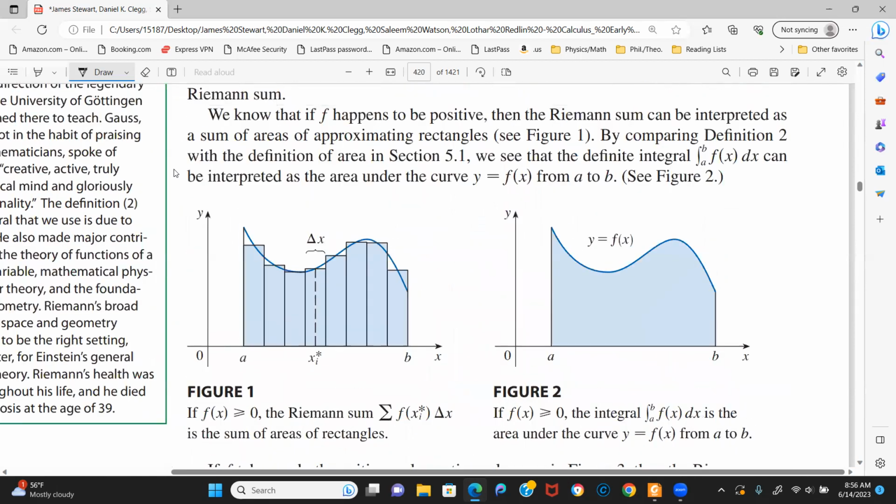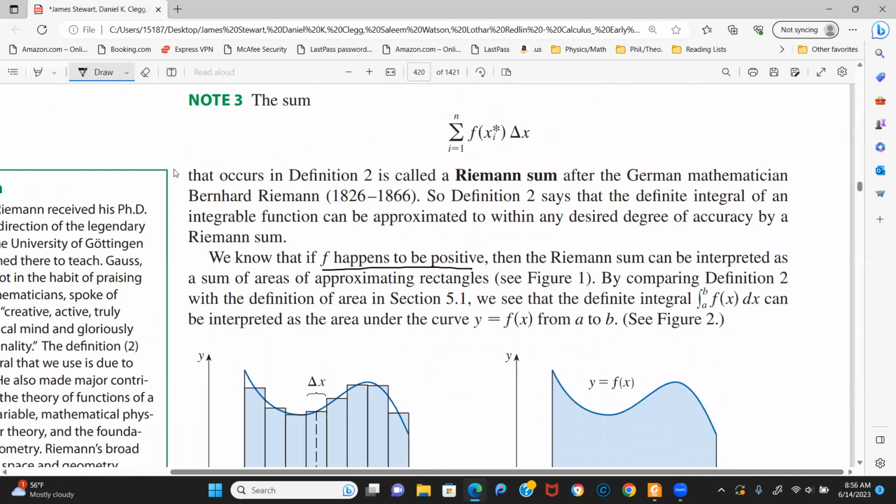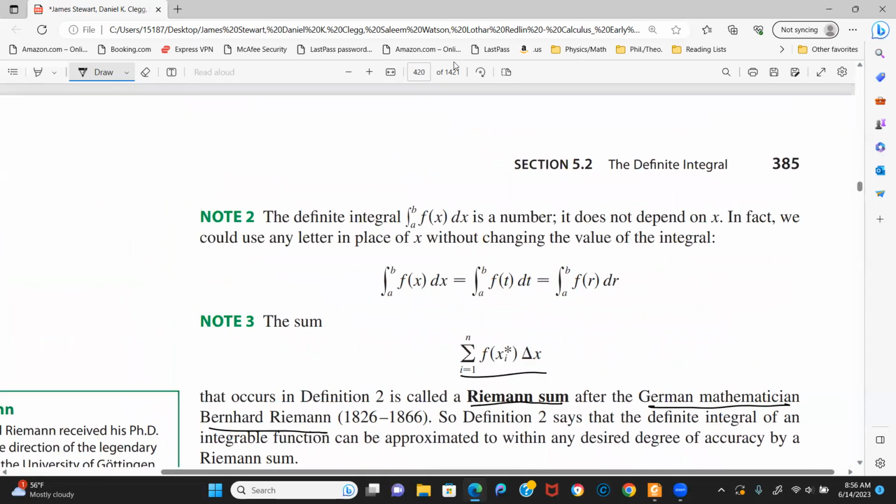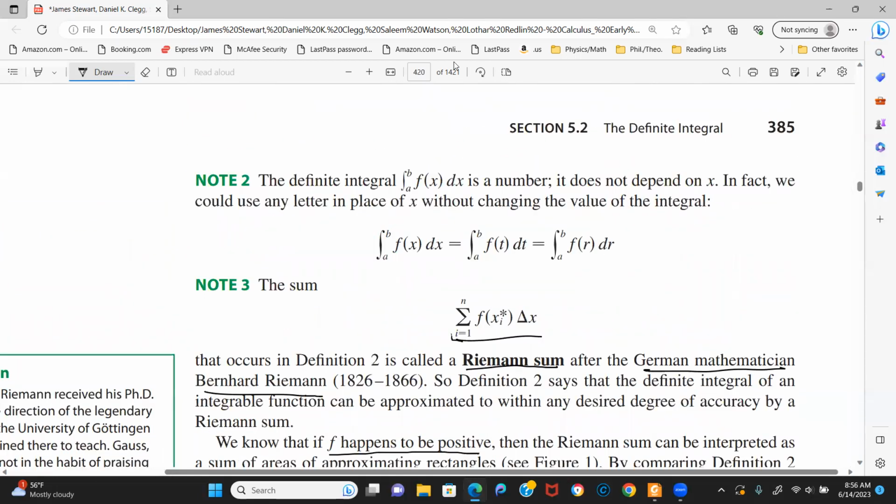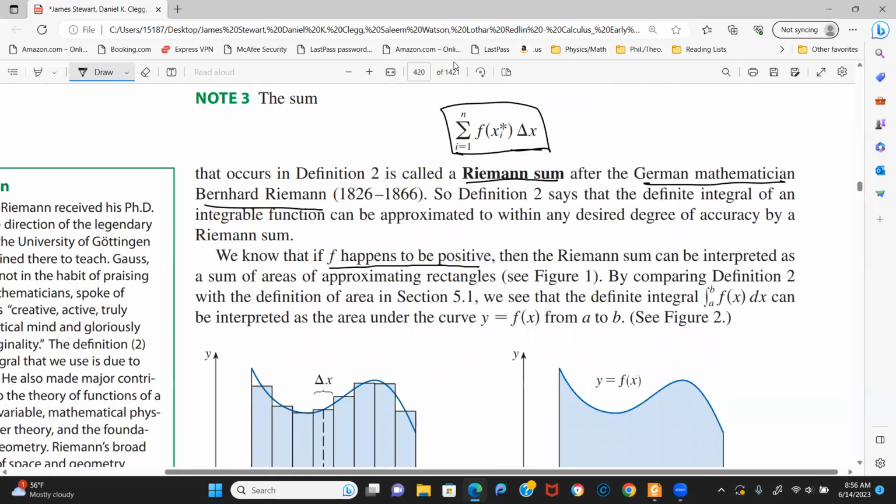All right, so here's just saying what we know happens when this is positive. Oh yeah, what they're saying is this right here is called a Riemann sum. This is named after the German mathematician Bernhard Riemann, and he came up with this idea. He formalized this idea of the integral into the way we see it nowadays. So in other words, the integral is going to be the limit of these Riemann sums. That's another way of phrasing it. The limit of these Riemann sums.